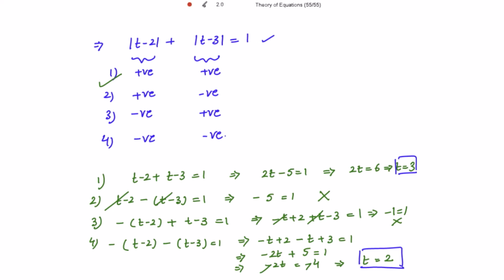Now t equal to 3. If t is equal to 3, what do we get?